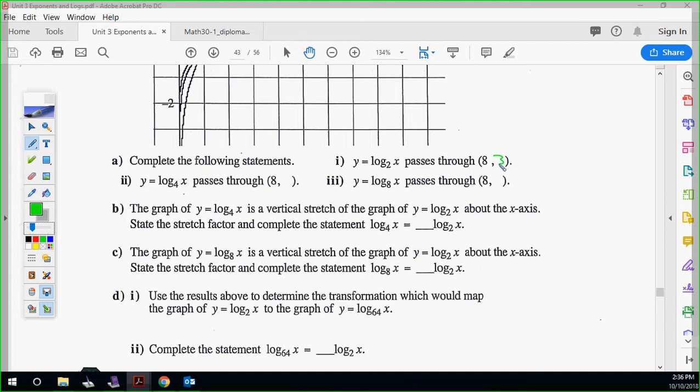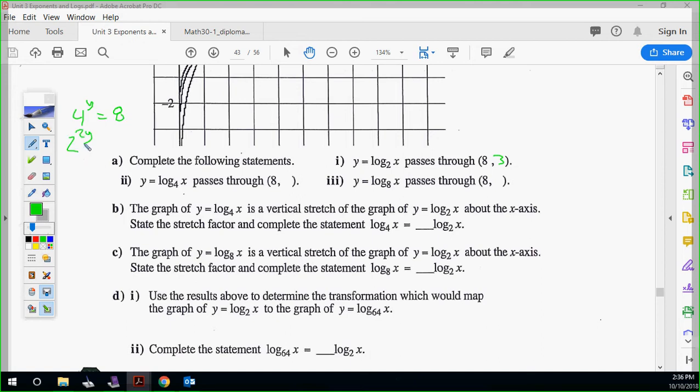Log base 4 of x passes through 8 at what? That's a little tricky because it's not a base of 8, right? So we have to do a little bit of work here. If we said 4 to the y equals 8, let's go ahead and write those both with a base of 2, right?